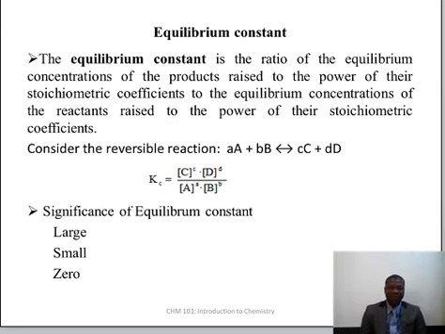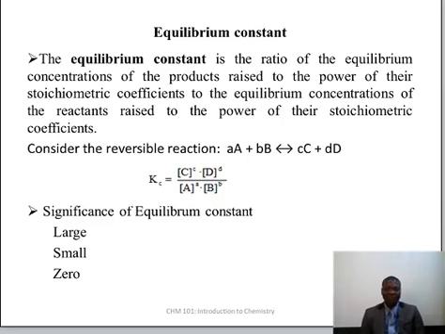What is the equilibrium constant? The equilibrium constant is the ratio of the equilibrium concentrations of the products raised to the power of their stoichiometric coefficients to the equilibrium concentrations of the reactants raised to the power of their stoichiometric coefficients.